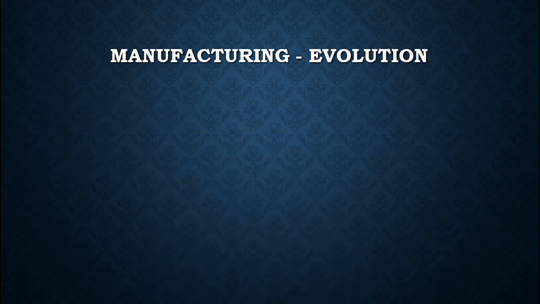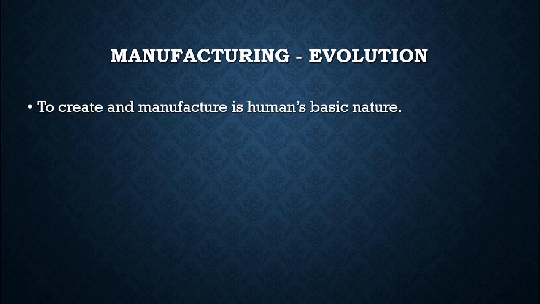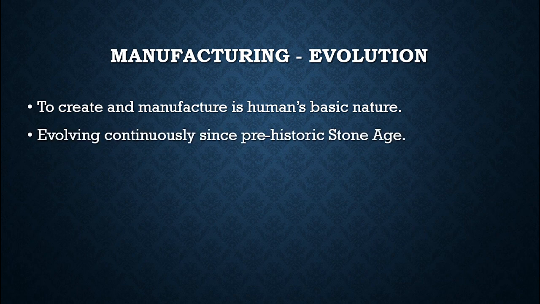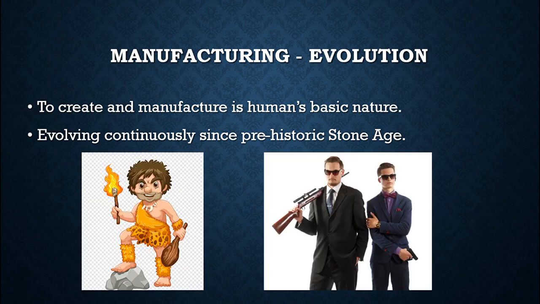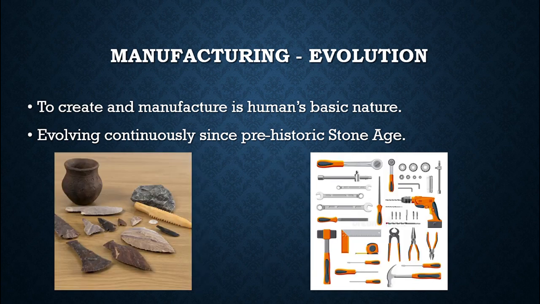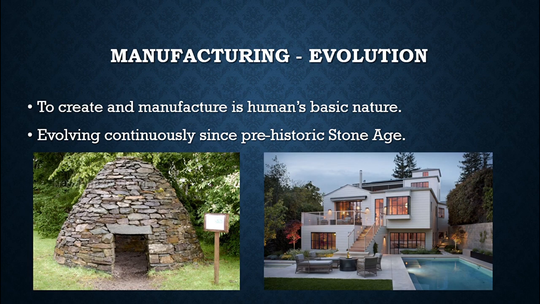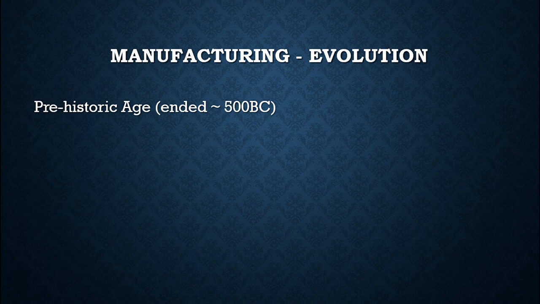Moving ahead with the evolution of manufacturing, to create and manufacture is part of human's basic nature. Evidence of human manufacturing goes way back to the prehistoric Stone Age, continuously evolving with each age. Weapons and clothing of humans have evolved, tools have evolved, and home has evolved with evolving manufacturing skills. To give you a much better view, manufacturing dates back to the prehistoric age, which started before recorded 10,000 BC and ended somewhere near 500 BC, more than 2500 years ago.